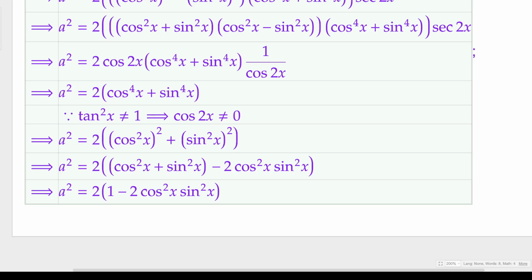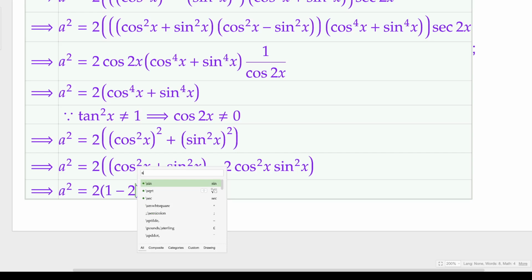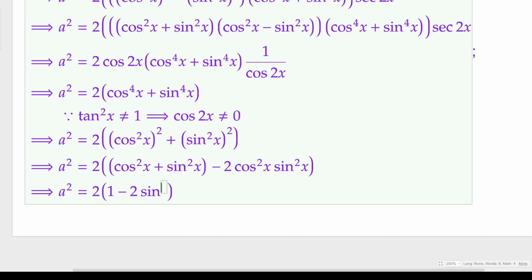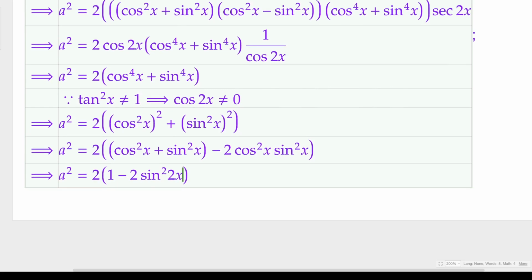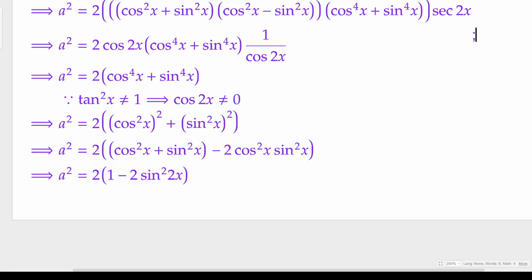Now here if you observe this 2 times cos x square and sin x squared, this can be written as 2 times sine of 2x squared. So instead of this one I can write 2 times sine of 2x squared. Now this is the equation that we are having finally. Now we know this fact again. Since it is a squared function, that is sine 2x squared, I'll be talking about the range of this one.